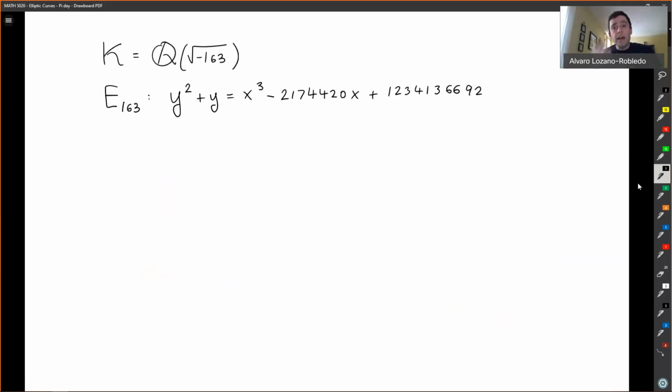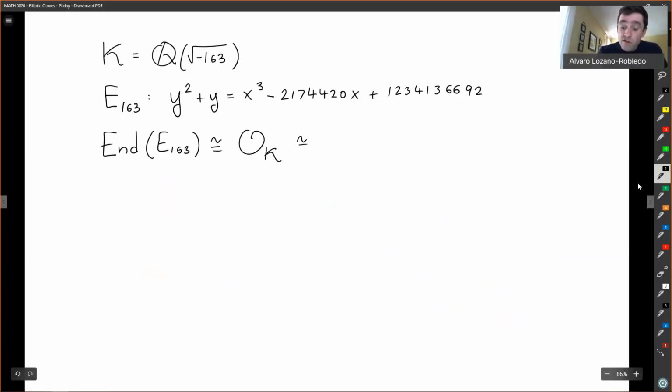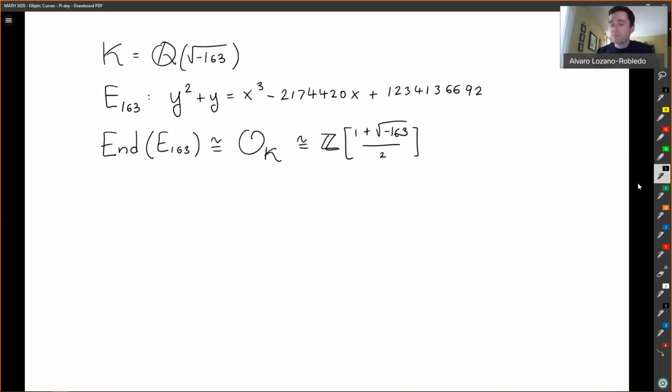it turns out that this elliptic curve has extra endomorphisms. So it's one of those special elliptic curves where the endomorphism ring is not just the integers, not just multiplication by n maps, there is something else. It turns out that the endomorphism ring of this elliptic curve is isomorphic to the ring of integers of K, which is, by the way, not just the integers adjoin the square root of minus 163. There's a little bit more. It's (1 plus the square root of minus 163) divided by 2. So the ring generated by Z and that element. So we say that E has complex multiplication.